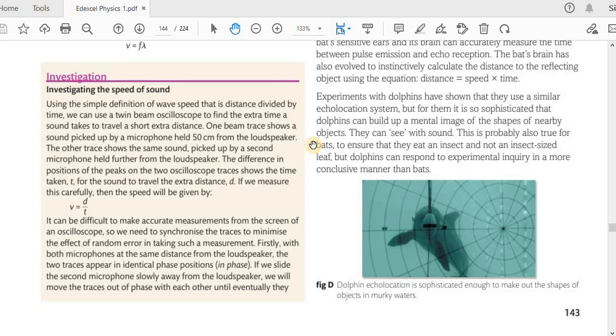The sound is sent from the loudspeaker. So from the time it's sent from the loudspeaker to the time it is received by the microphone, we can know that time, and we can keep the loudspeaker and the microphone at a known distance like 50 centimeters. The other trace shows the same sound picked up by a second microphone, so you can have two microphones.